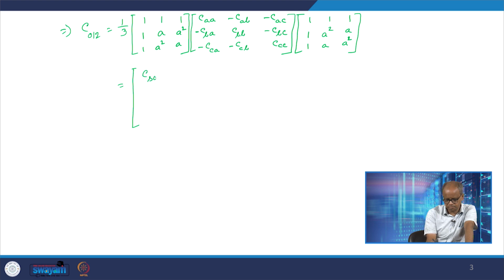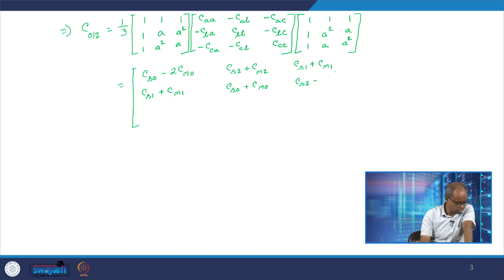I am just writing down the result: CS0 plus 2CM0, CS2 minus CM2, CS1 plus CM1, and this is CS1 plus CM1, this is CS0 minus CM0, this is CS2, minus 2CM2, then CS2 plus CM2, then CS1 minus 2CM1, and then it is CS0 plus CM0.